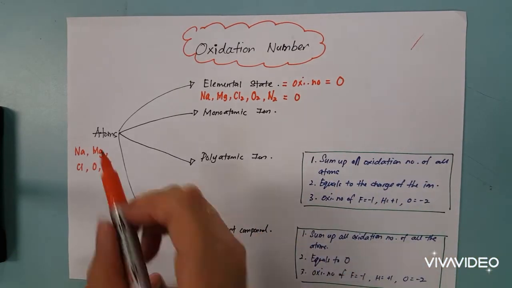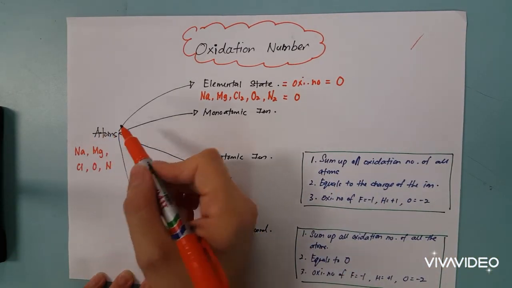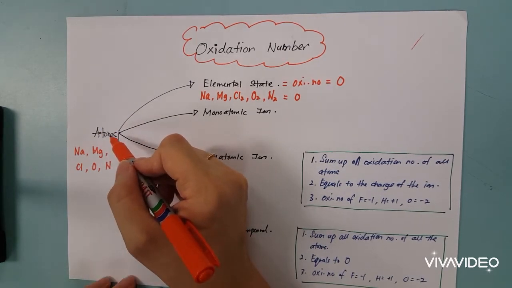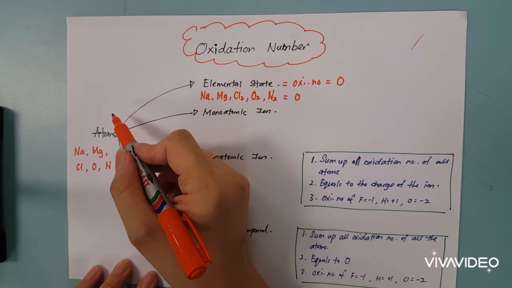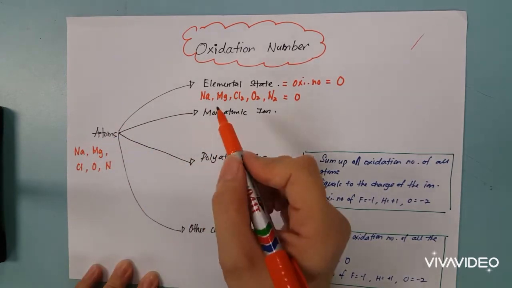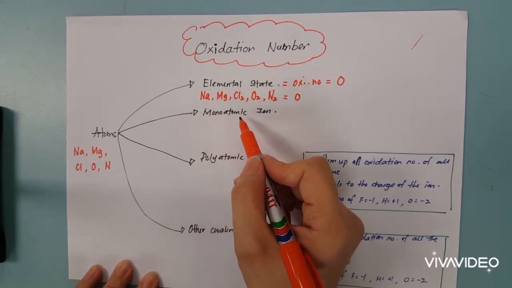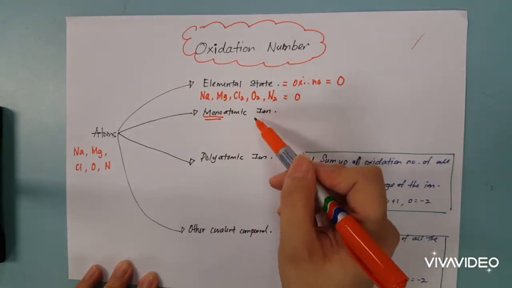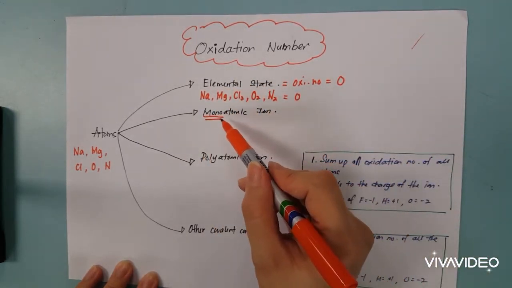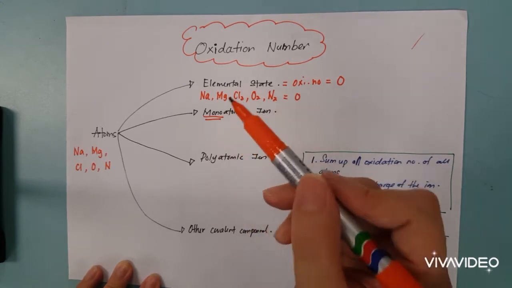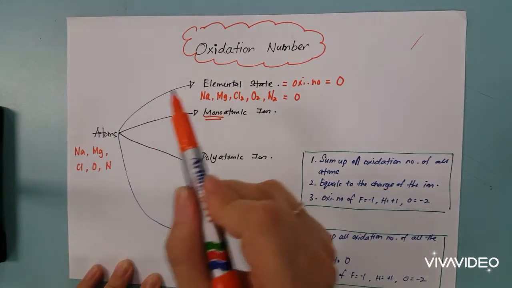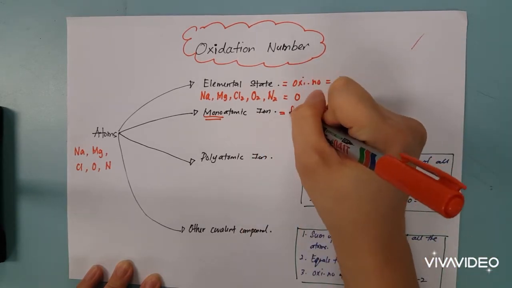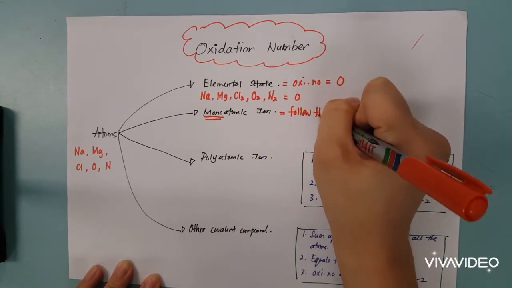But sometimes our atoms might interact. Sometimes, in order to achieve a stable electron arrangement, atoms will either accept or donate electrons, and when they do so, they will turn themselves into monoatomic ions. Now the word mono suggests that this type of ion only has one atom inside. Now when you have atoms that exist as monoatomic ions, the oxidation number will always follow the charge.